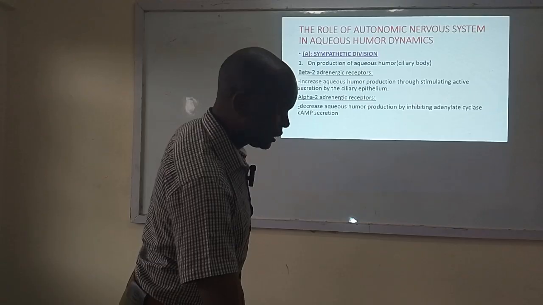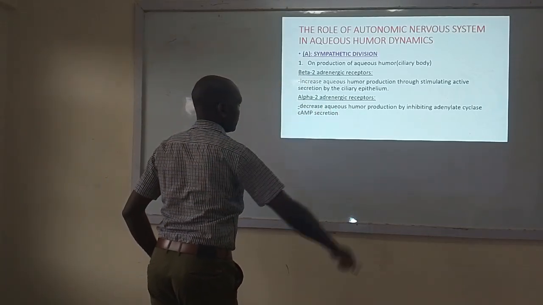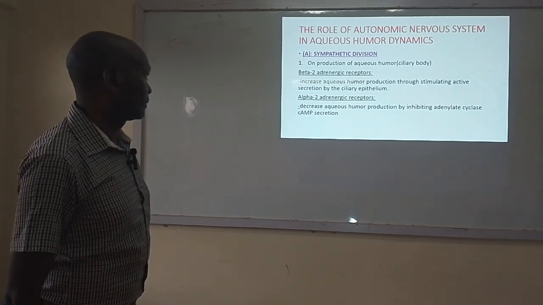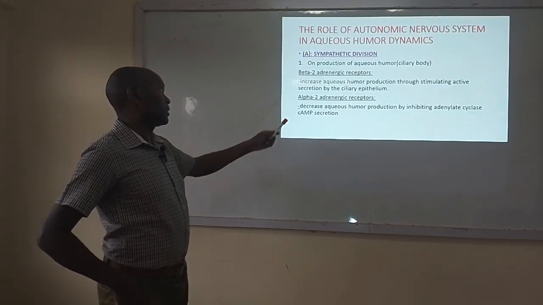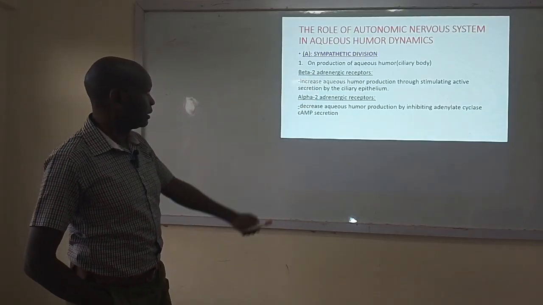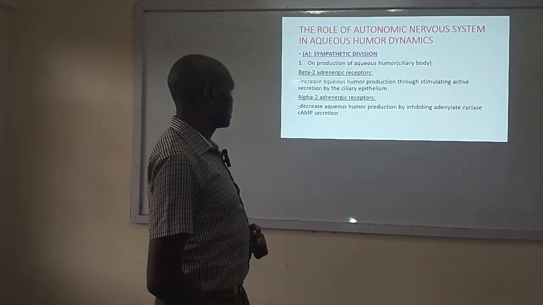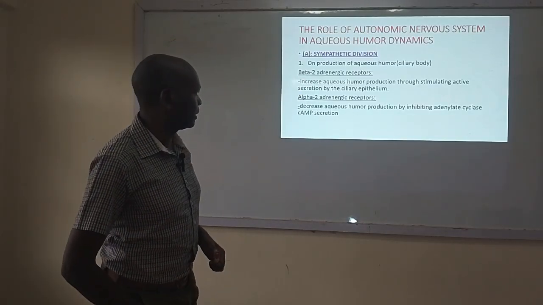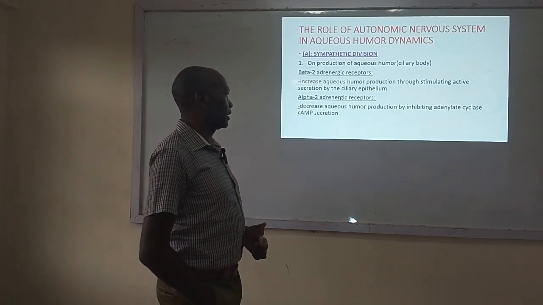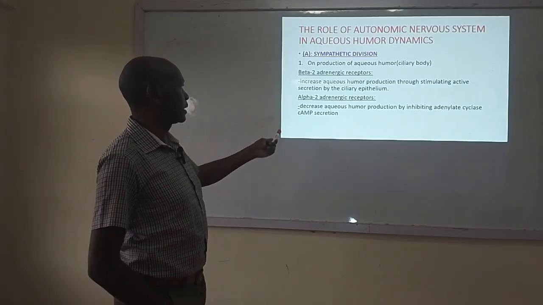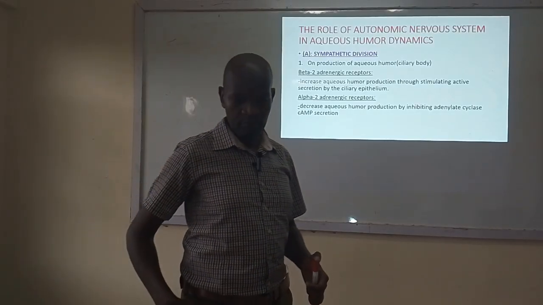Continuation of autonomic nervous system on production of aqueous humor. So we had said beta-2 adrenergic receptors will increase production of aqueous humor when they are stimulated. That's why one of the ways of management of glaucoma is to give drugs that stop this pathway. We refer to them as beta-2 inhibitors. So you inhibit this, then that will automatically translate into reduction of production of aqueous humor. When you look at the alpha-2 adrenergic receptors, they decrease aqueous humor production through inhibiting adenylate cyclase and cAMP secretion. So that is just some of the effects of the sympathetic divisions on the aqueous humor production.